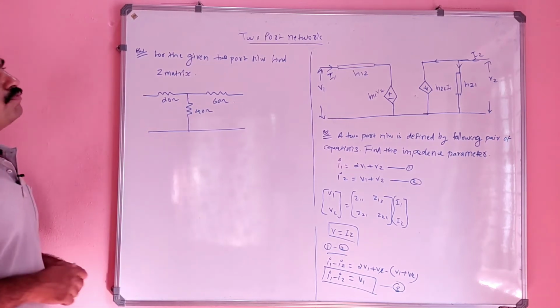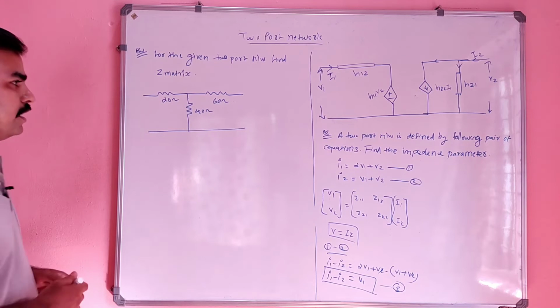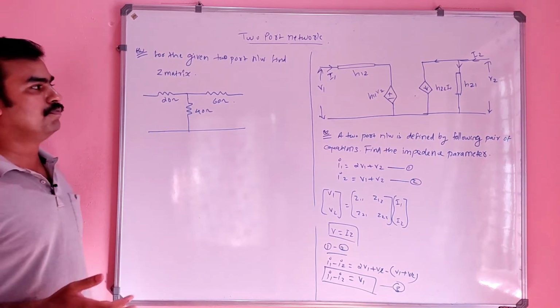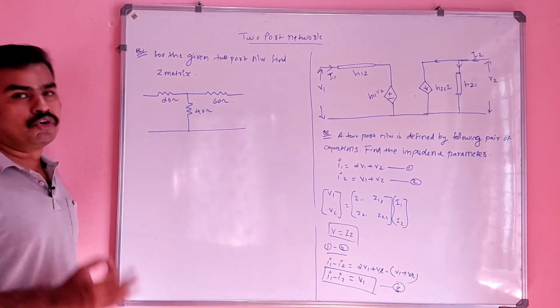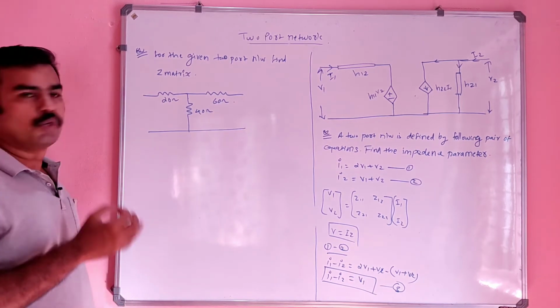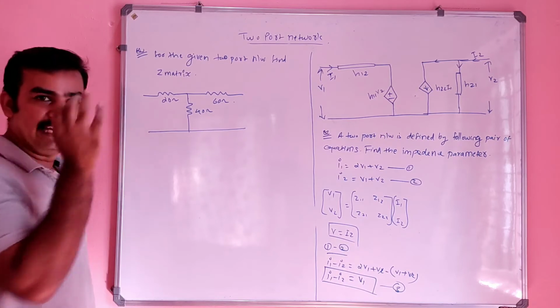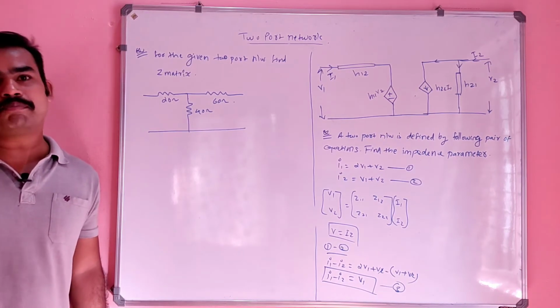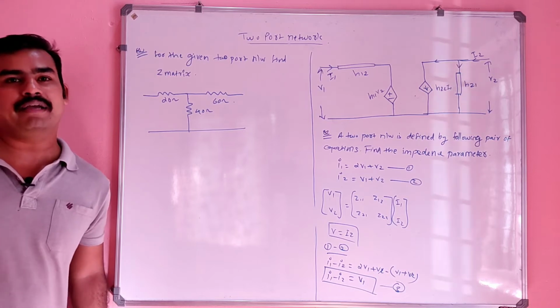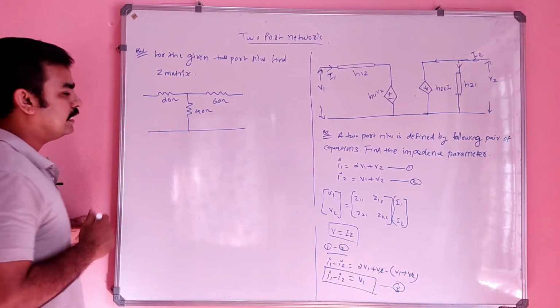So for the given question, find the Z matrix. It's very easy actually, because we already mentioned that the Z parameter can be easily solved by what? T network, right? And the Y parameter can be easily solved by pi network. This should always be in your mind. So you can directly tell this.